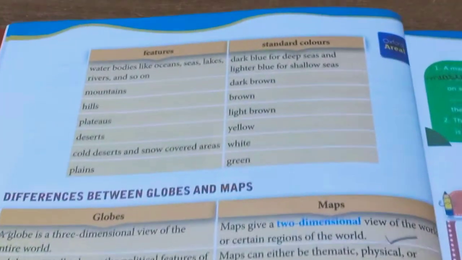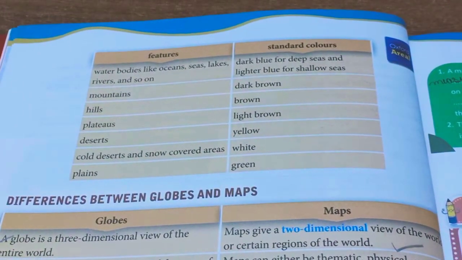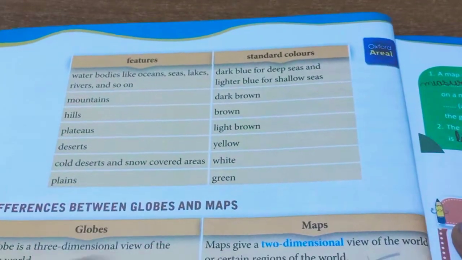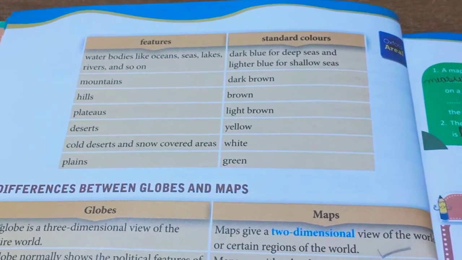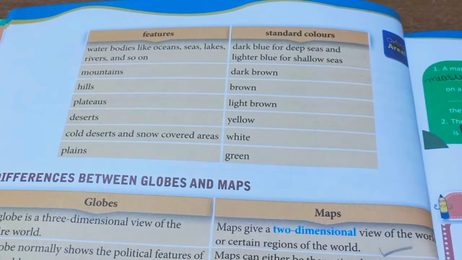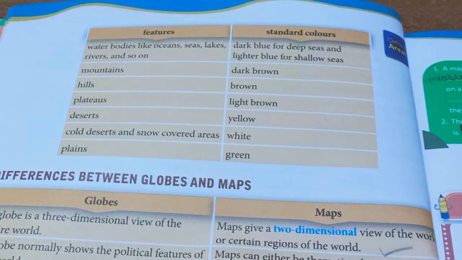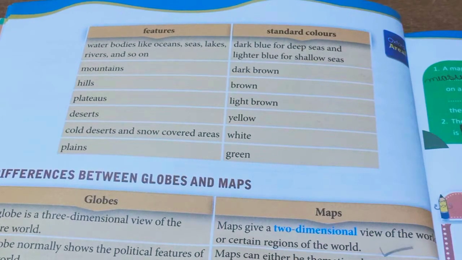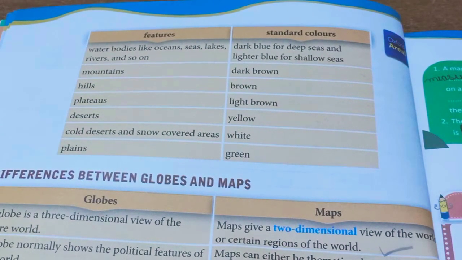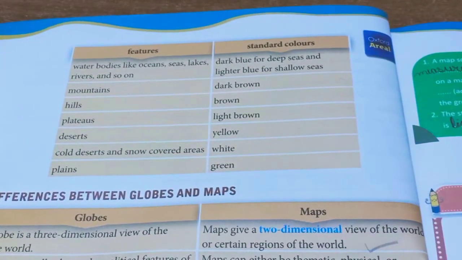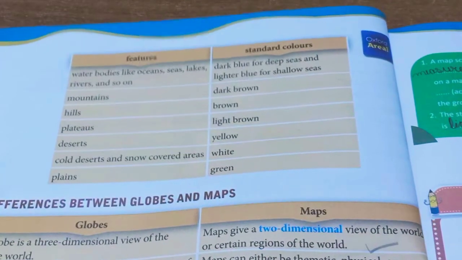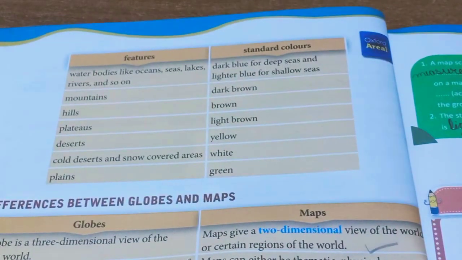On our last page, we'll see the features and the standard colors of landforms. Firstly, water bodies like oceans, seas, lakes, rivers, and so on. Dark blue is for deep seas and lighter blue for shallow seas. That's very clear. Next, mountains are dark brown. Hills are brown in color. Plateaus are light brown in color.